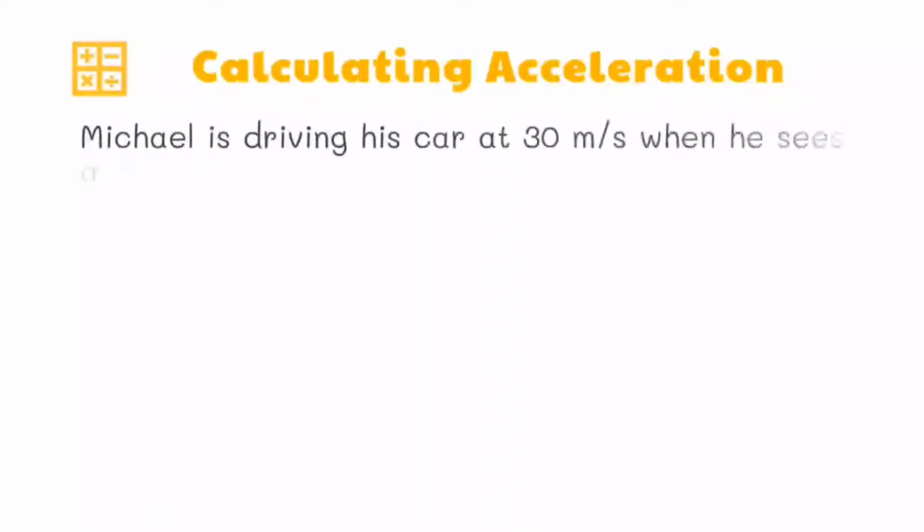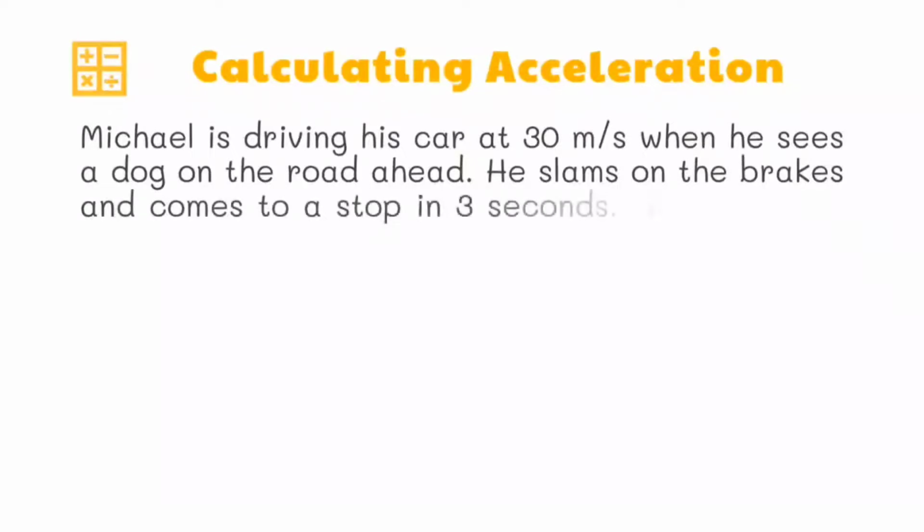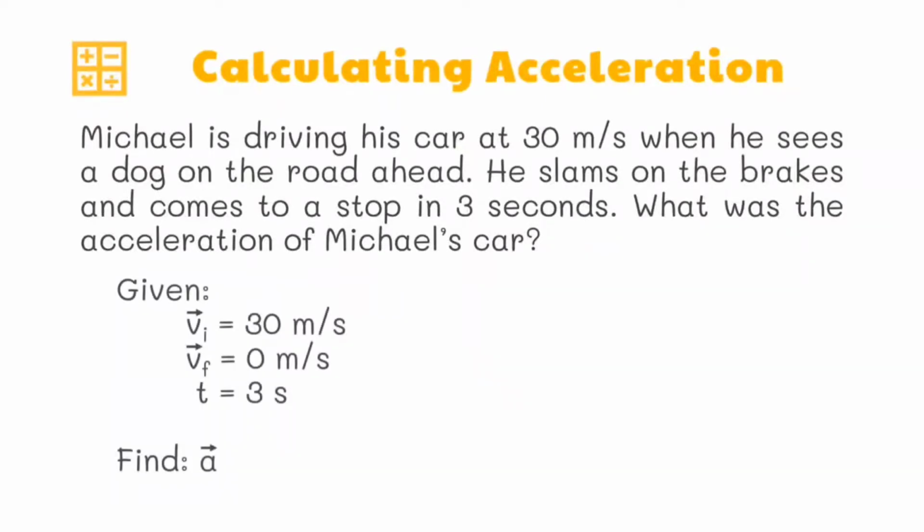Michael is driving his car at 30 meters per second. When he sees a dog on the road ahead, he slams on the brakes and comes to a stop in 3 seconds. What was the acceleration of Michael's car? So let's look for the given, which is the initial velocity of 30 meters per second, the final velocity of 0 meters per second, and the time of 3 seconds. So let's look for the acceleration.